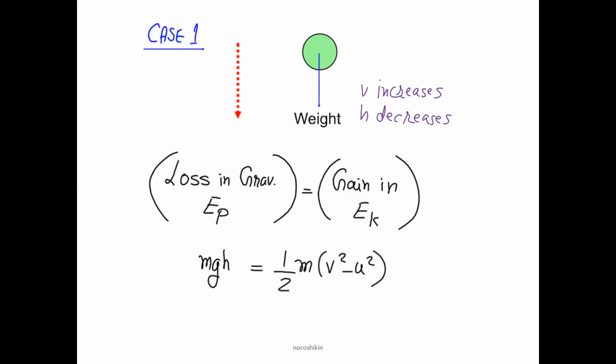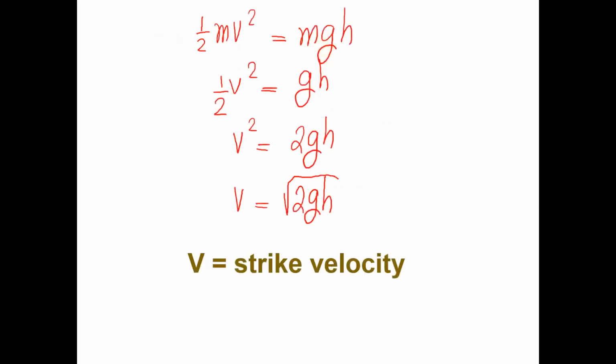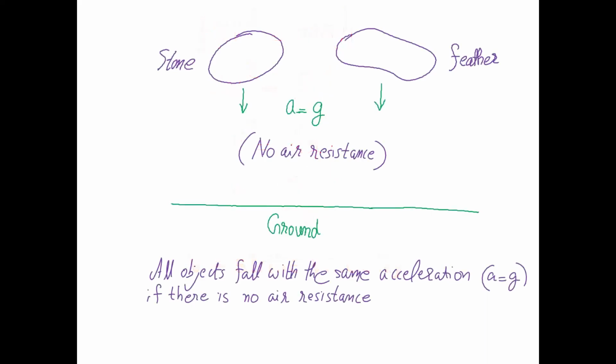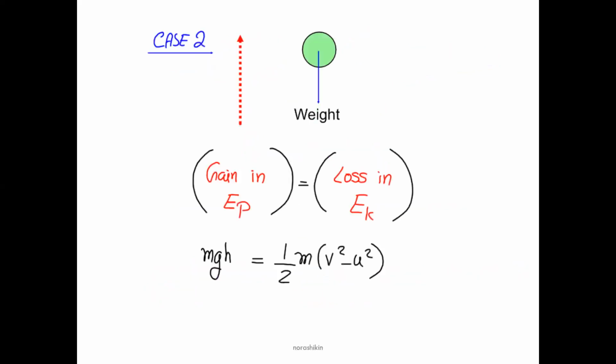Now look at the formula. Loss in gravitational potential is equal to gain in kinetic. If we run this, we can get a derivation: v is equal to the square root of 2gh. There comes a very famous concept: all objects fall with the same acceleration if there is no air resistance.